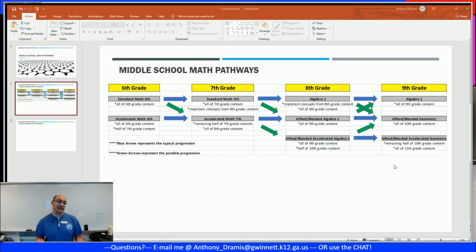I want to make this as clear as possible for the community so you know exactly where your child is headed and where your child is going through middle school, but also as soon as they start high school, okay?